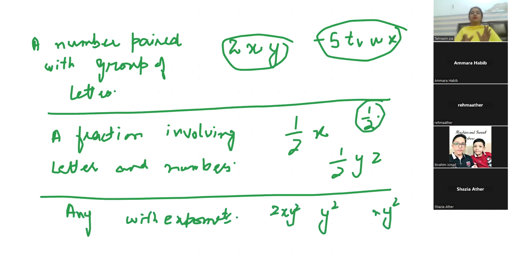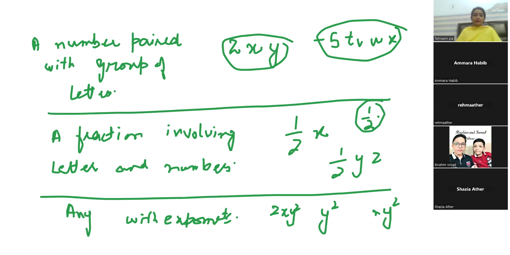So today we have learned how to identify terms. So I have given you options. A number alone is a term, a number with a variable is a term, a number with two variables is a term, a group of variables is a term, a number paired with a group of letters is a term, a fraction with the letters is a term, a fraction with the numbers is a term, a fraction with the variables is a term, and fractions with exponents is a term.